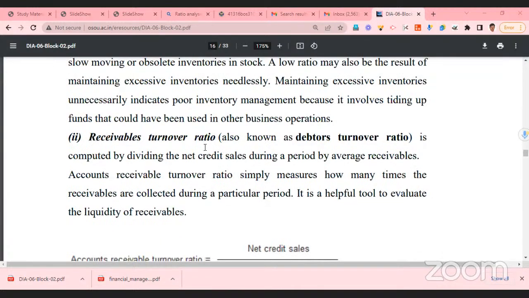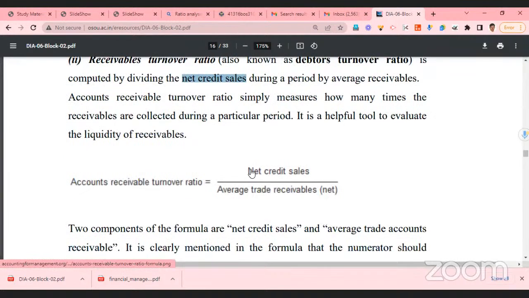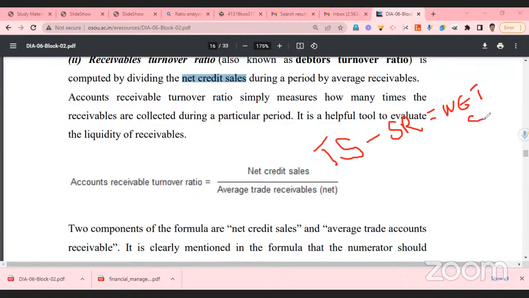The second one is receivable turnover ratio, also called debtors turnover ratio. It is computed by dividing the net credit sales. We'll consider only net credit sales, not the cash sales. I think you know the difference: total sales minus sales returns is called net sales.